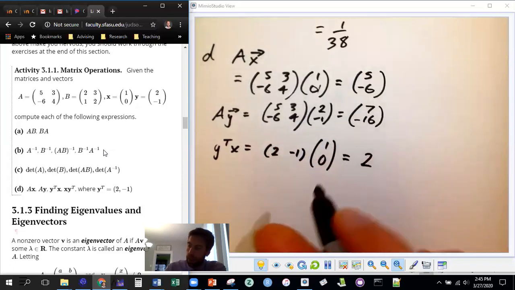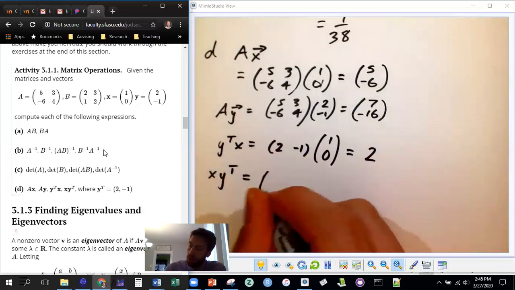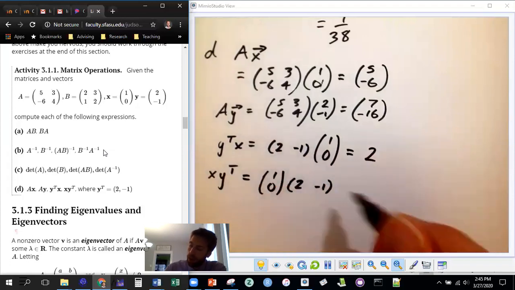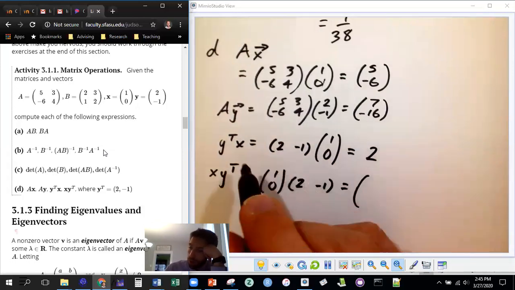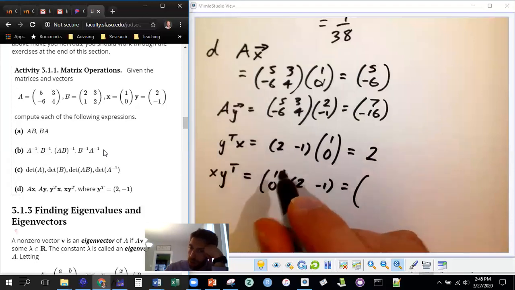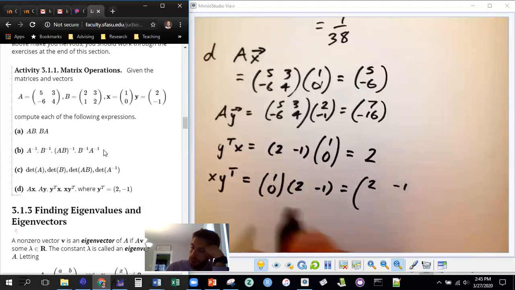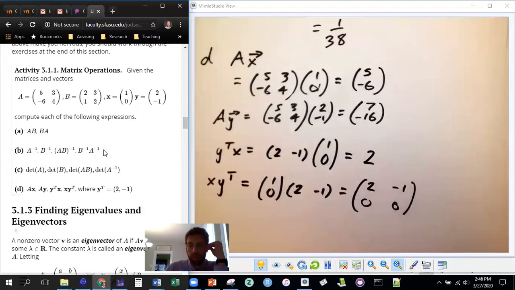Okay, and then X times Y transpose is equal to 1, 0 times 2, -1, now here we do row times column. There's 2 rows and 2 columns. So row times column is 2. Row times column is -1. Row times column is 0. Row times column is 0. Okay. That completes activity 311.